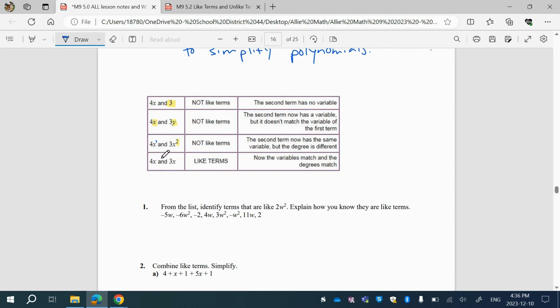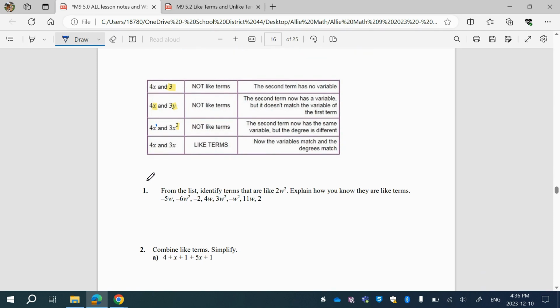And finally, 4x and 3x, these are like terms. Now the variable is the same and the degrees match as well. So, similarly, we could have 4x squared and 3x squared. Okay, same variable x and same degree 2. So it doesn't just need to be an x on its own. It just needs to have the same variable and the same degree. And those can be different variables and they can be different degrees.